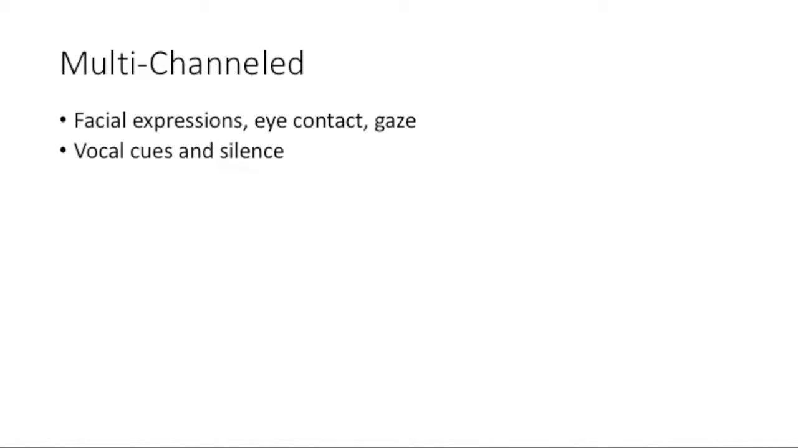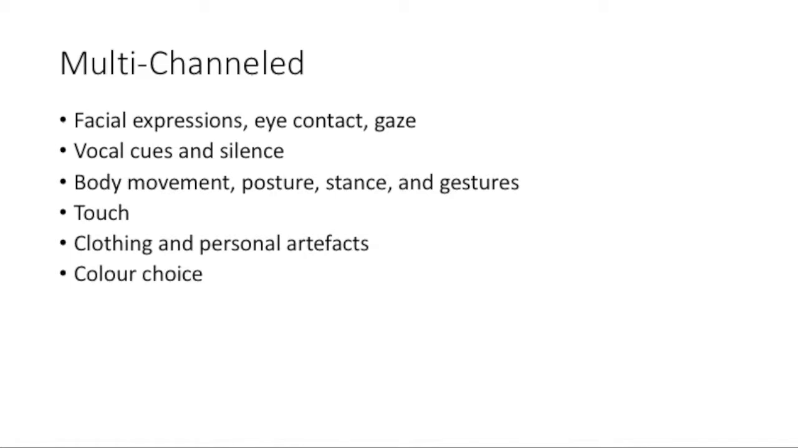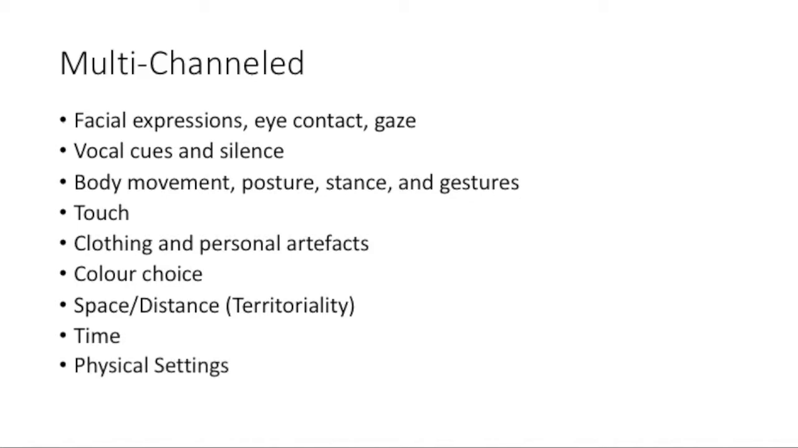Different forms of vocal cues and the usage of silence. Body movement, posture, stance, and gesture. Touch. And then there are things that maybe are not as obvious. Clothing and personal artifacts convey nonverbal messages. Color choices. Our usage of space and distance, and this related idea of territoriality. Our relationship to time and physical settings. All of these are channels through which we convey information nonverbally.